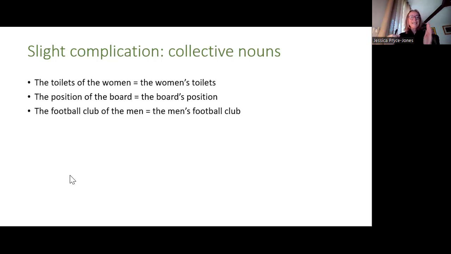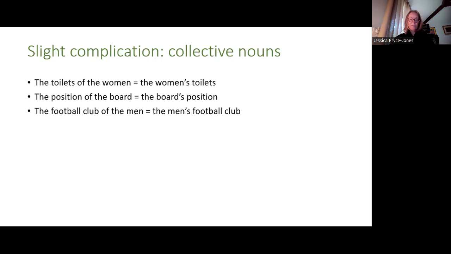So we've got the kids' toys. Then it's several kids, just like we saw in the example before. It goes after the S. But when it's a collective noun, it behaves like it's singular. Wow! And it goes before. That means that we've got the women's toilets, the board's position, the men's football club.